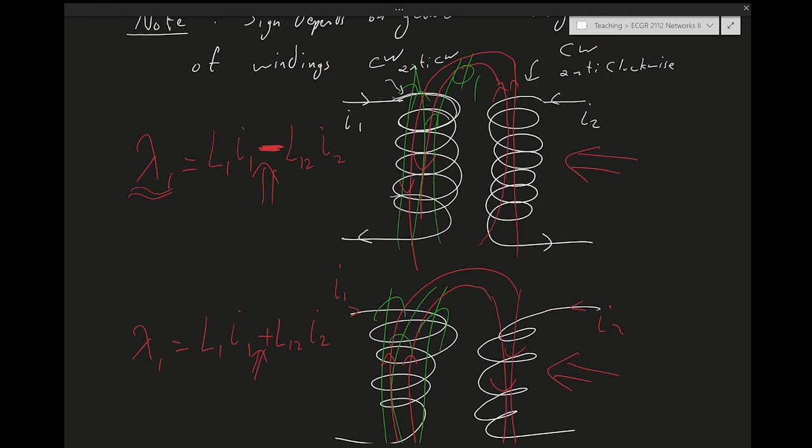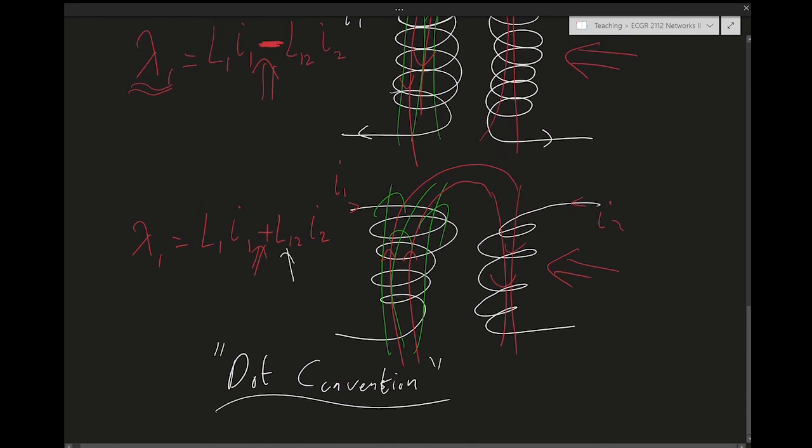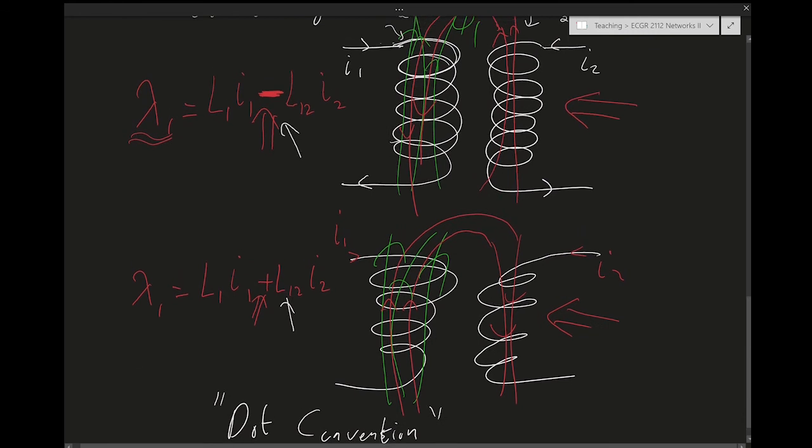The way to show that in a circuit diagram is through what's called the dot convention. The dot convention is going to exactly tell you what signs to put in those expressions. Okay, so that's note 1.